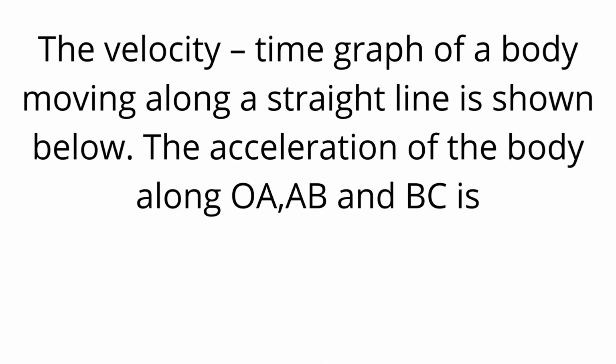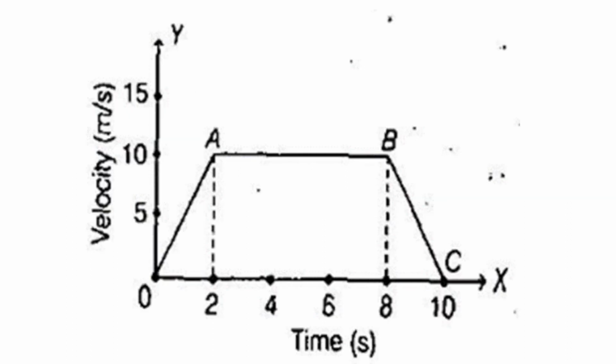The velocity time graph of a body moving along a straight line is shown below. The acceleration of the body along OA, AB and BC is. Look at the graph very carefully. Along the x-axis time is given and along the y-axis velocity is there.